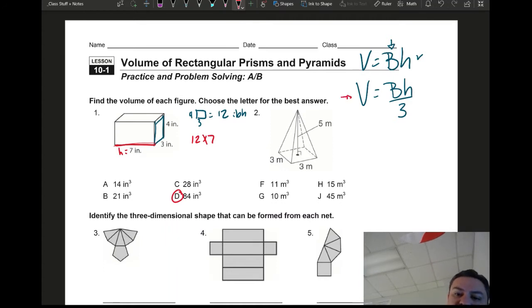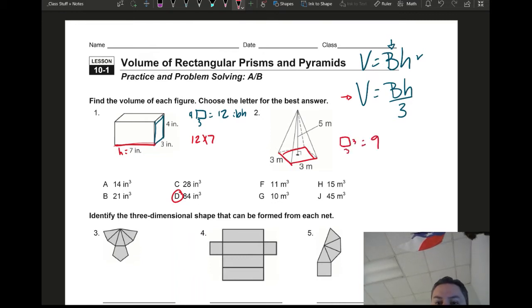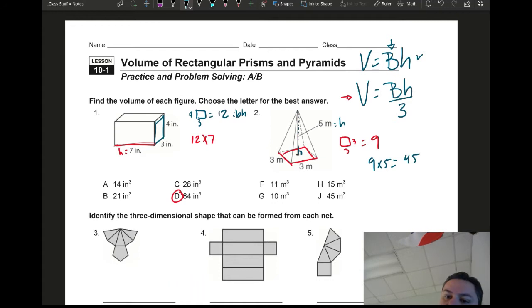Next one, we're going to use this formula because it's a square pyramid. I know it's a square because my base is at the bottom and both sides are the same number. Therefore, a square has the same sides. So, area of the base is a 3 by 3, which is 9. And then I gotta multiply by the height of it, which is the distance from the middle, right there. So it's gonna be 9 times 5, which is 45. Now don't forget this step. We gotta divide by 3. So my answer is going to be H.